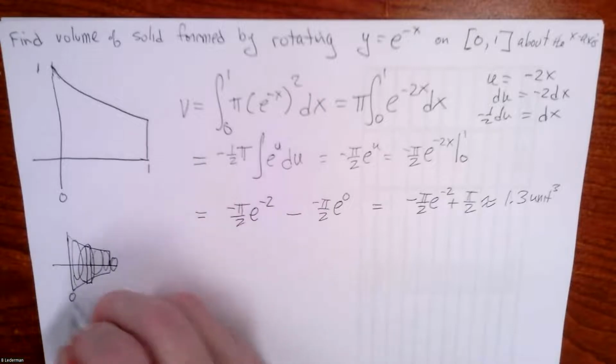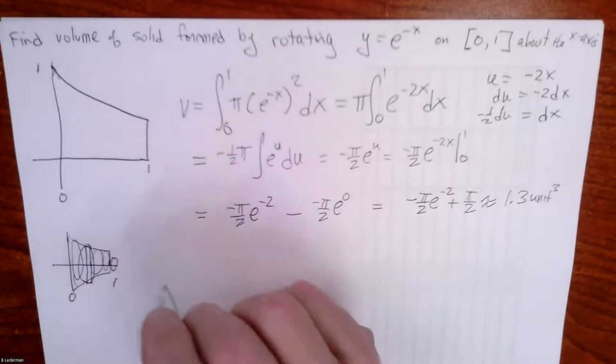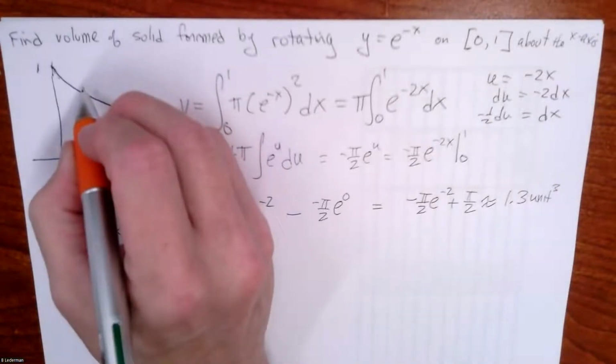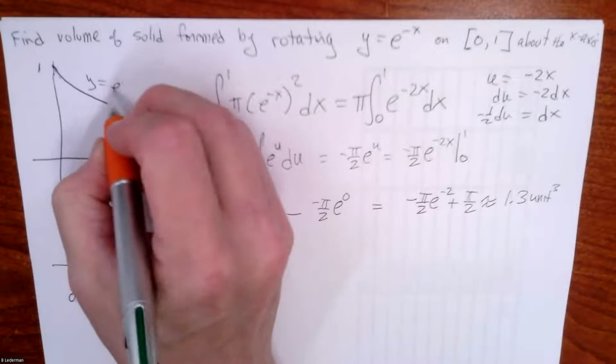So again, and of course that's 0, 1, and so forth. And this curve causes y equals e to the negative x, which is what this original curve was. Y equals e to the negative x.